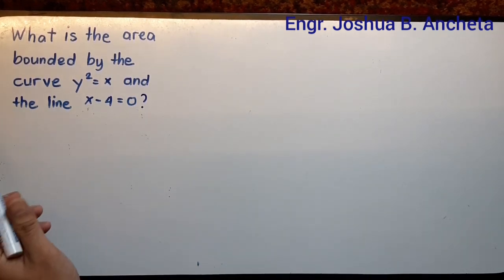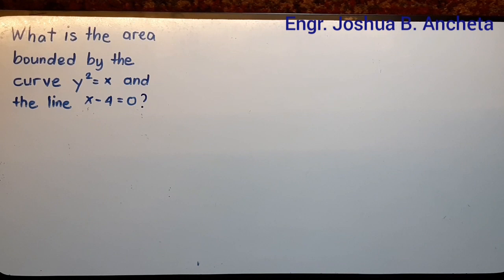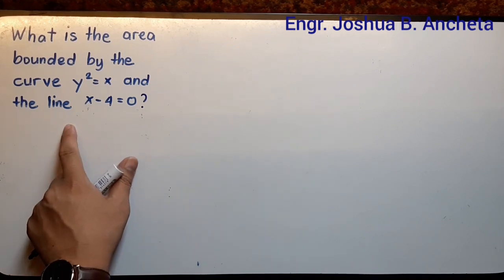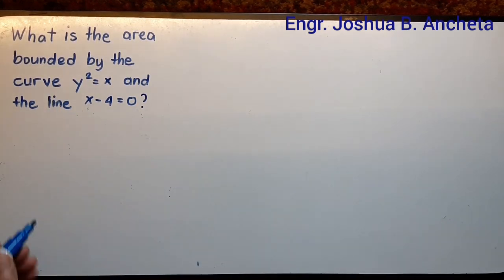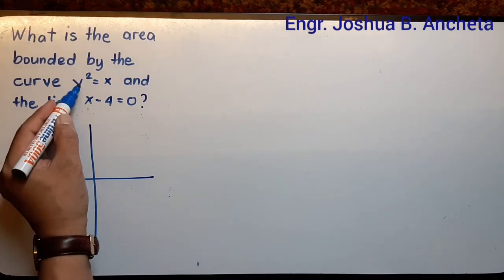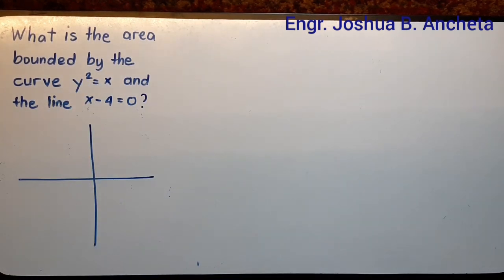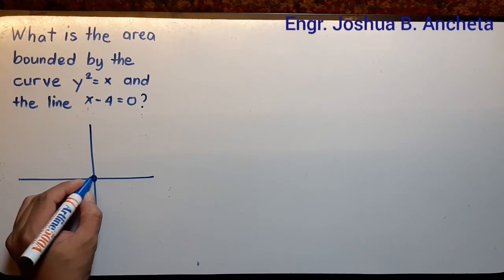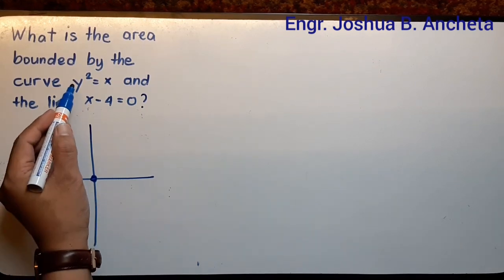What is the area bounded by the curve y squared equals x and the line x minus 4 equals 0? First, let us plot the given curves. This y squared equals x is a parabola with center at 0, 0 and opens to the right.